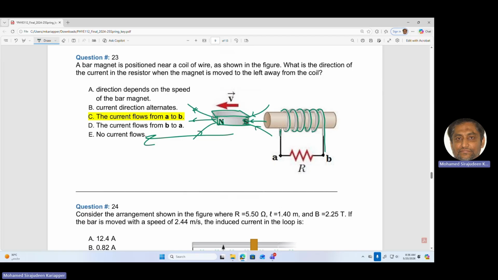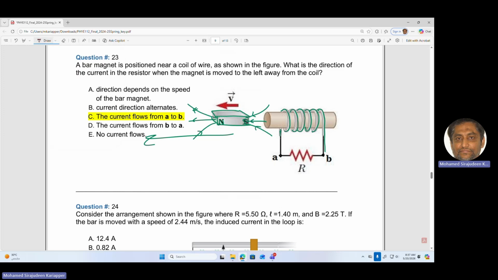Lenz's law says it will oppose this change. The effect that is produced there is a magnetic field to the left, and that magnetic field is decreasing, still to the left but becoming less. There is a magnetic field in the coil to the left, and it is decreasing in magnitude. The coil doesn't like it. It will try to oppose this. How can you oppose it?